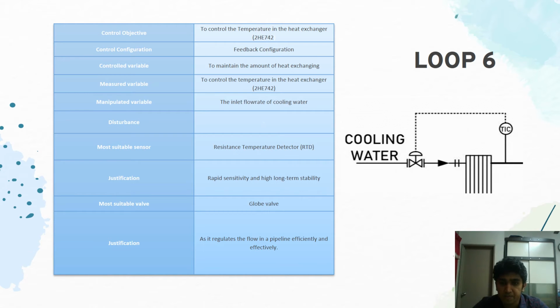In my opinion, the most suitable valve that can be used in the loop is a globe valve because it regulates the flow in a pipeline efficiently and effectively.